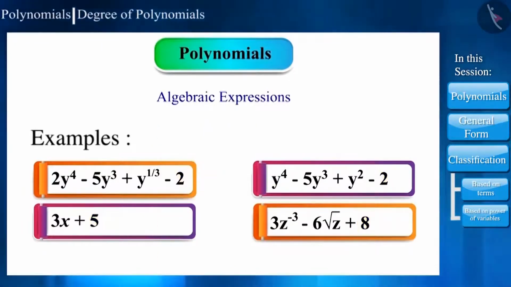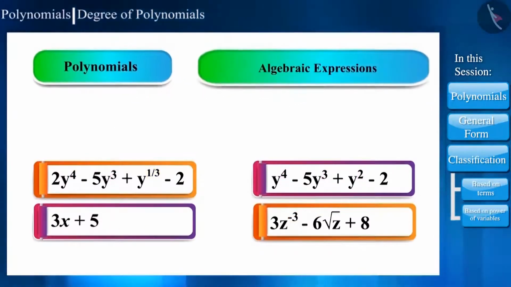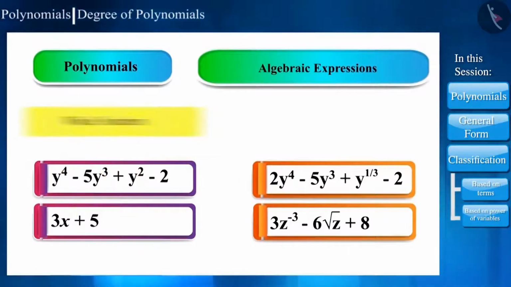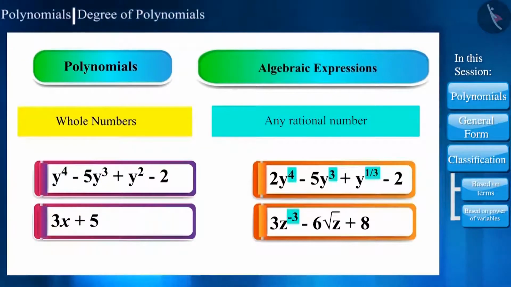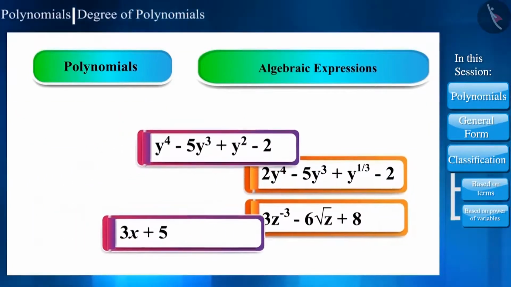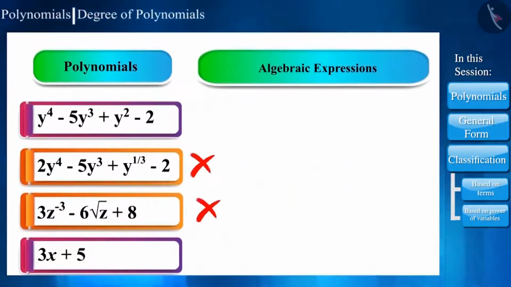Now, if we focus on the powers of these variables, these are positives, negatives, and fractions. And friends, the only difference between polynomials and expressions is that the power of variables in polynomials is always a whole number, whereas the power of variables in expressions can be any number. Here, we have to focus on one thing: all polynomials are expressions, but not all expressions are polynomials.